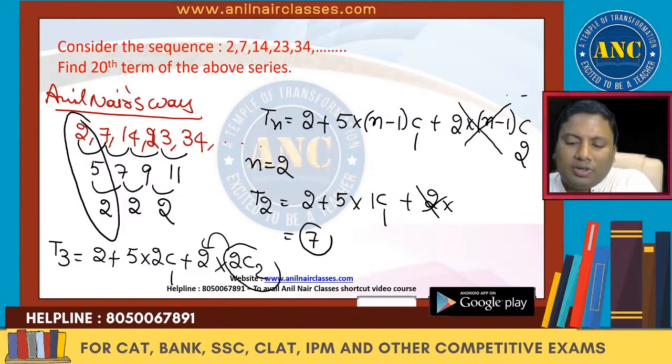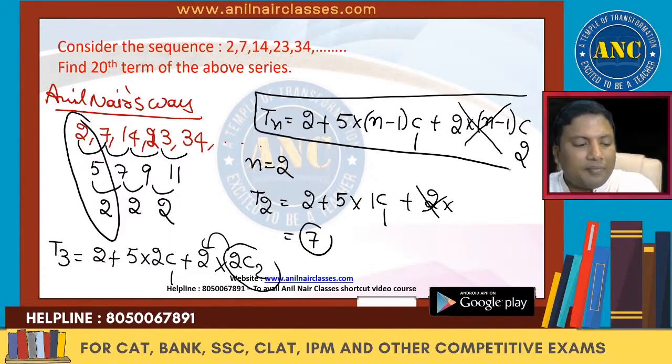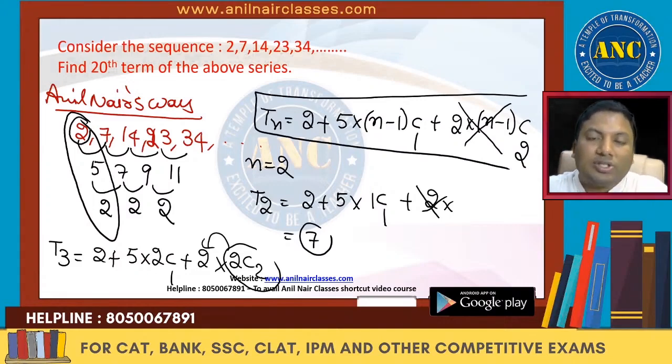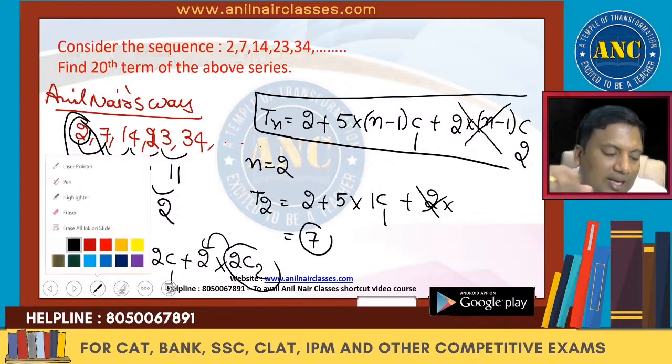How to write down this one? Suppose Tn, the lowest term is a. In the first step, if the difference is constant, it will be a plus (n minus 1) into d. So a plus 5 into (n minus 1) C1 in the first step. If in the first step you are not getting it, and again the difference is constant, 2 into... In how many steps? 2 steps. Do (n minus 1) C2. I hope the idea is clear. Directly you will get the answer.